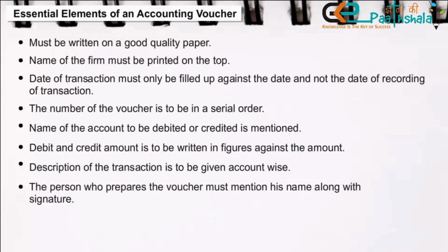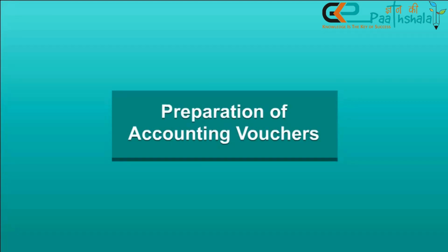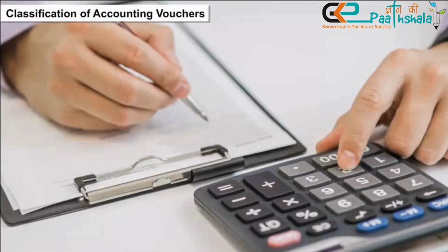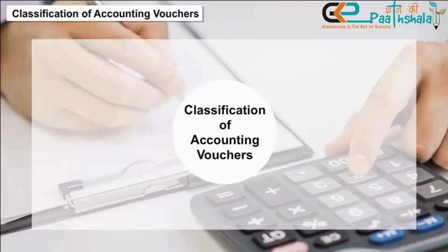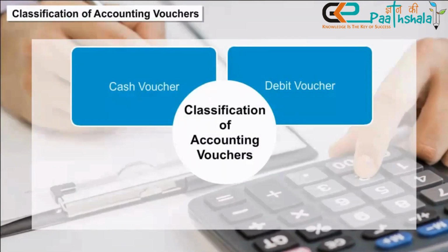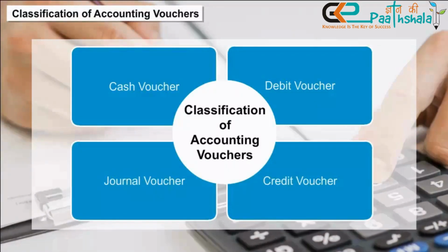The person who prepares the voucher must mention his name along with signature, and the name and signature of the authorized person are mentioned on the voucher. Preparation of accounting vouchers. Classification of accounting vouchers. Accounting vouchers may be classified as cash vouchers, debit vouchers, credit vouchers, journal vouchers, etc.